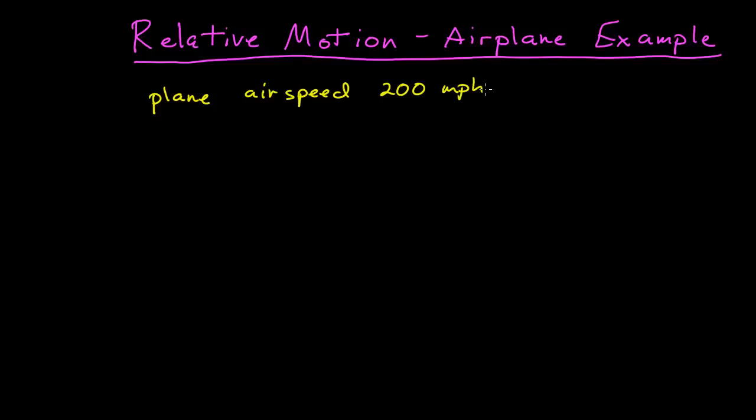And when a problem says a plane has an airspeed, it gives an object an idea of its powers of locomotion. It almost always means relative to whatever medium it's in. So if it says it has an airspeed of 200 miles per hour, that means 200 miles per hour relative to the wind that it is flying in. So this plane wants to go 900 miles straight east.